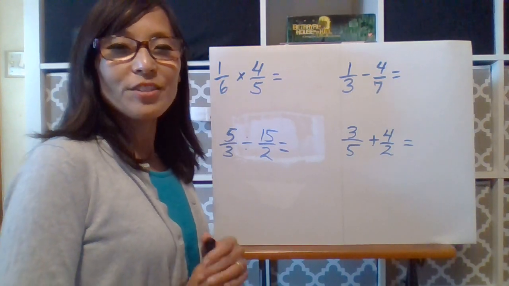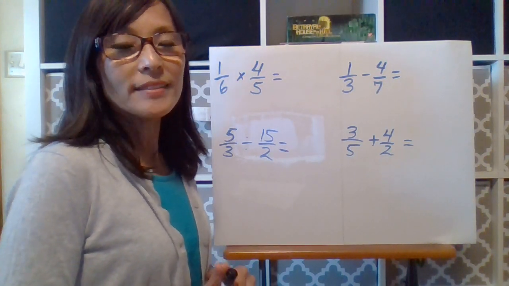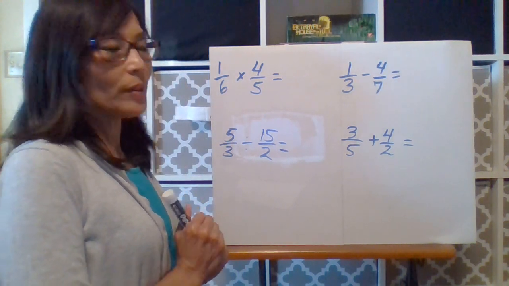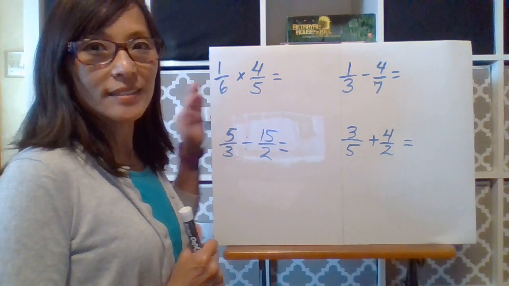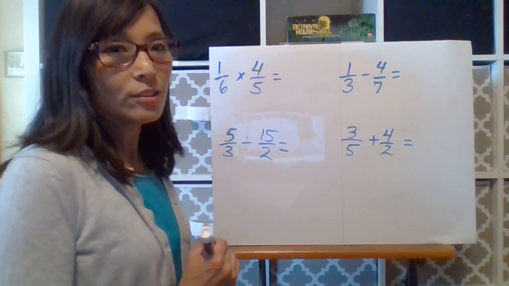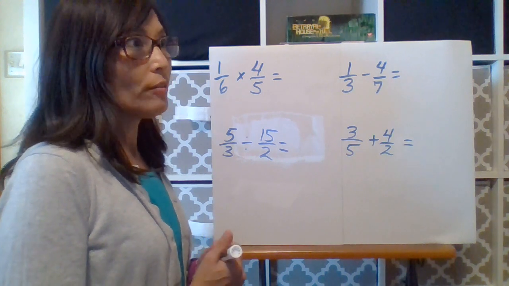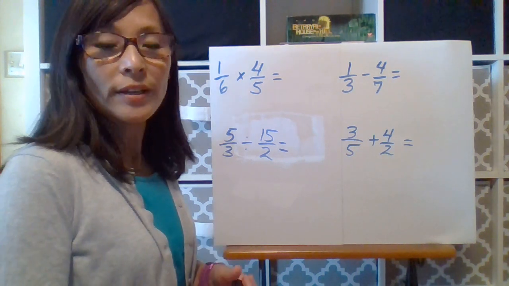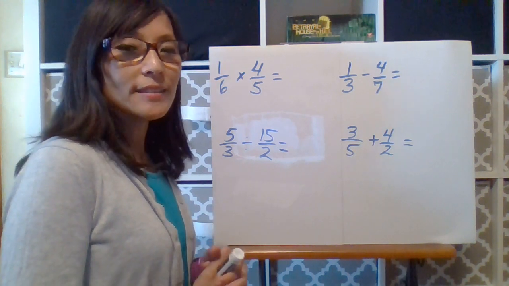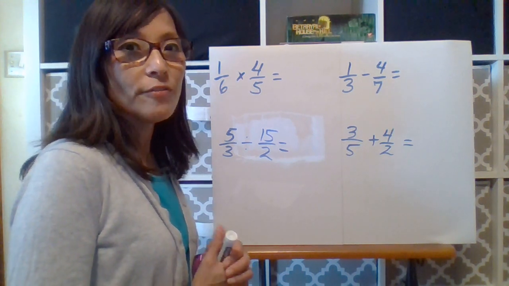Let's go ahead and refresh ourselves on multiplying, dividing, adding, and subtracting fractions. Here are some examples. The first one is 1/6 times 4/5. So when I am trying to remember how to multiply fractions, all I remember is multiply numerators and multiply denominators. However, before I do that step, I usually like to simplify first.